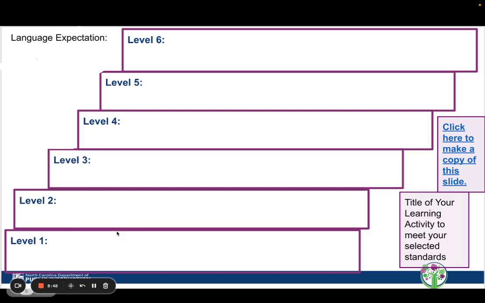So those are the directions for our 6 levels of language that are embedded in content and English language development standards.